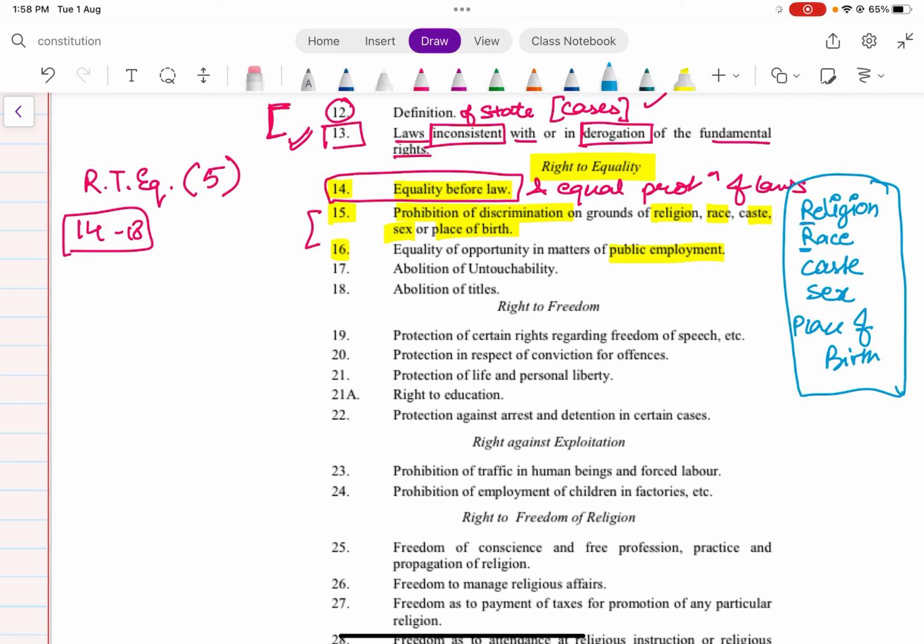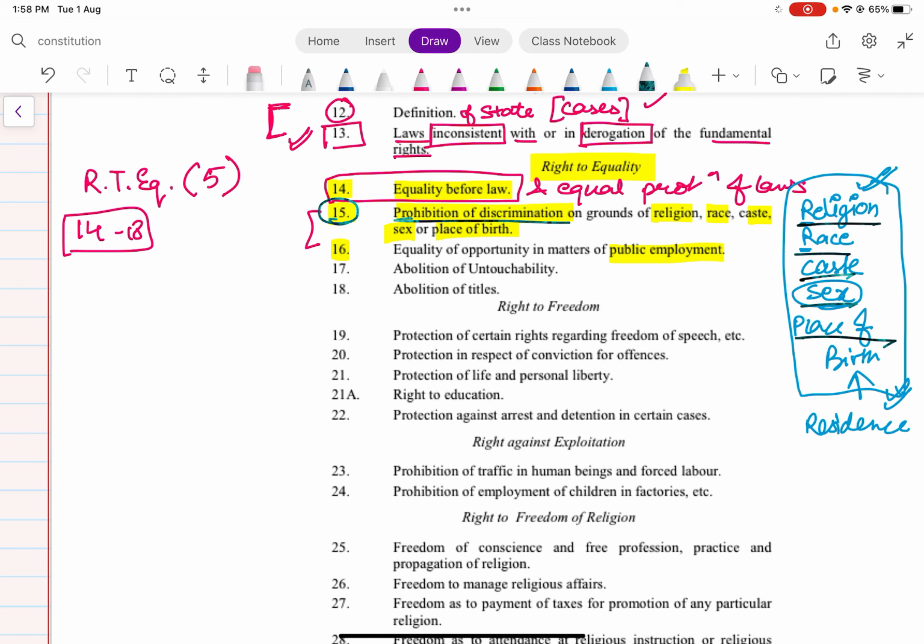Does residence matter here? Place of birth it is. Can women be allowed to have a reservation? Yes, we have a clause in here. So all these things you should have in your tips: religion, race, caste, place of birth.